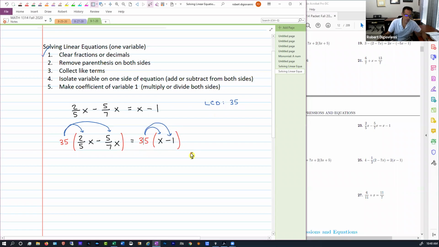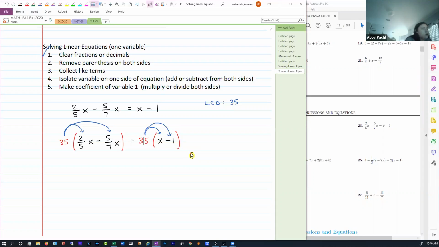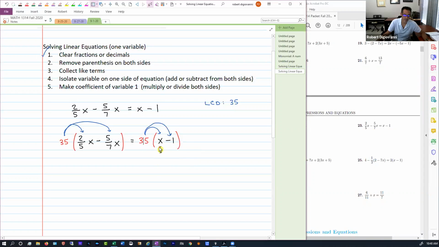So Abby, I'll go back to you. Is this making sense? Yeah, so far. Okay, so I want you to do the right side first because it's the easier of the two. So what would happen if you distribute the 35 through that parentheses? What would you get? 35x minus 35. Yep, okay, good.